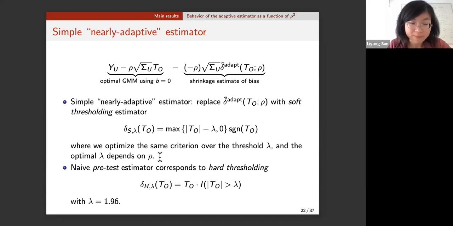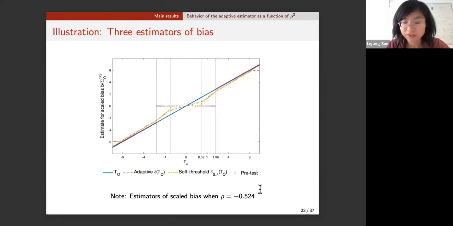And another comparison that we're going to make, referring to Max's question in the beginning, is the comparison with the pre-test estimator that we can model as a hard thresholding estimator that shrinks the bias to 0 once the observed over ID test statistic is below the critical value. And this threshold will not depend on the correlation coefficient. So for a particular value of the correlation coefficient, which is the case for the running example, I can show you what these estimators look like.